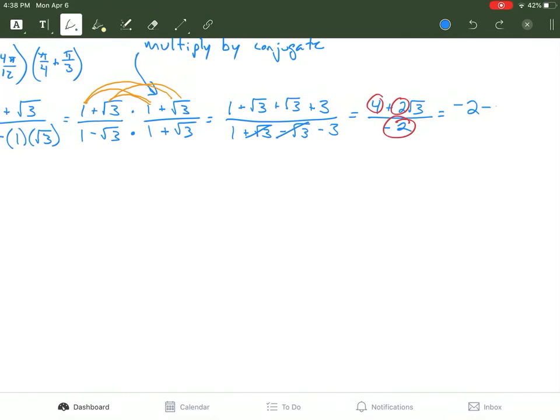Minus 1, but we don't need to write the 1, and the square root of 3 is left over. So you have 4 over negative 2 and 2 over negative 2. Those can all be reduced, and you get this as your final answer.